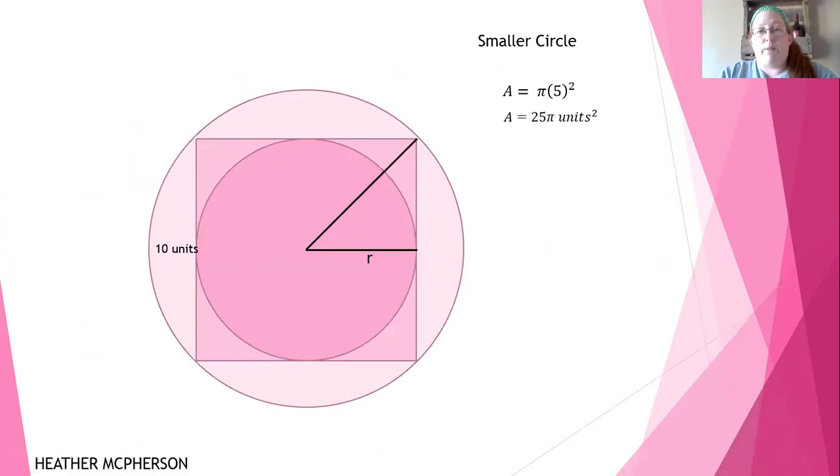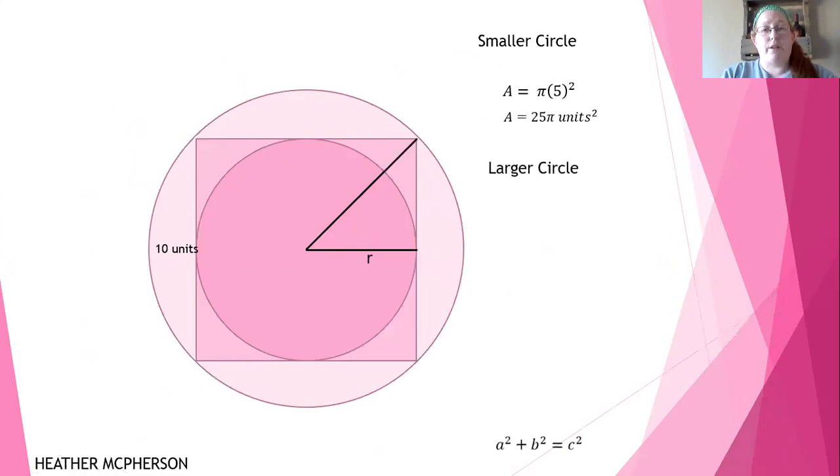So then the area of the smaller circle is going to be 25 pi units squared, because we just want to keep it in units. We don't know if it's centimeters, meters, or anything like that. So once we find the smaller circle, we want to work with the larger circle.